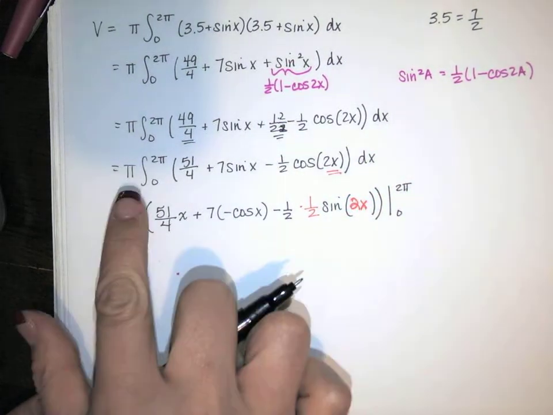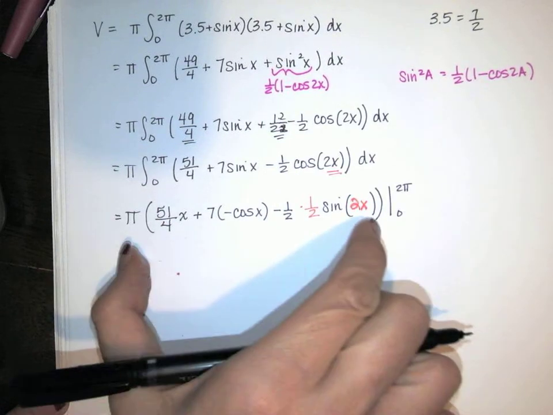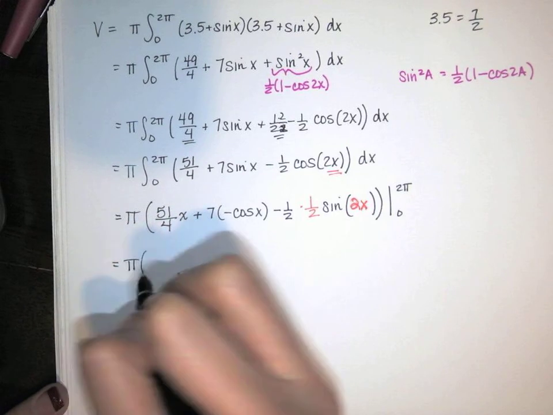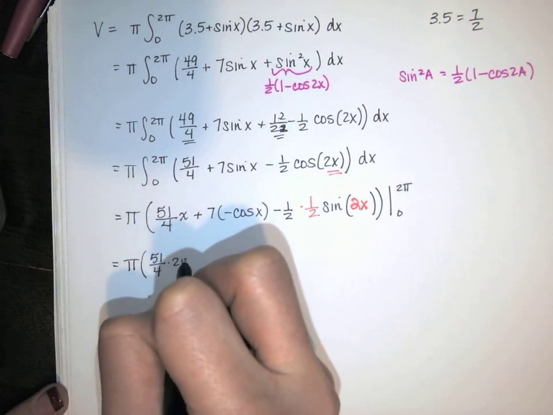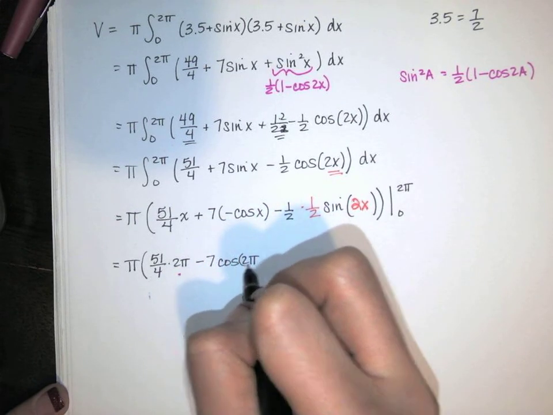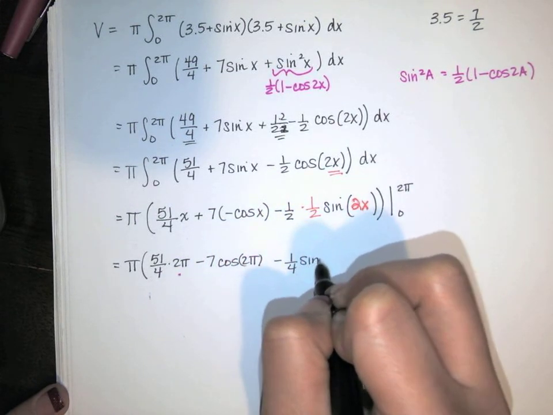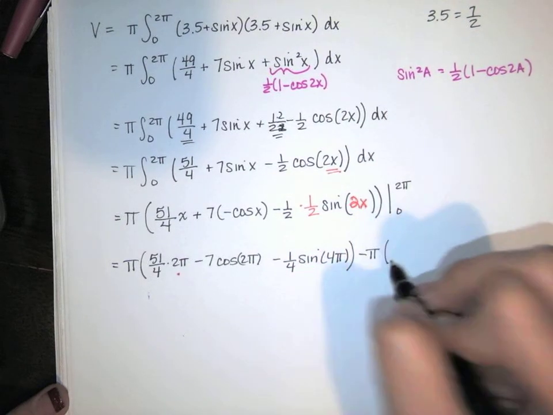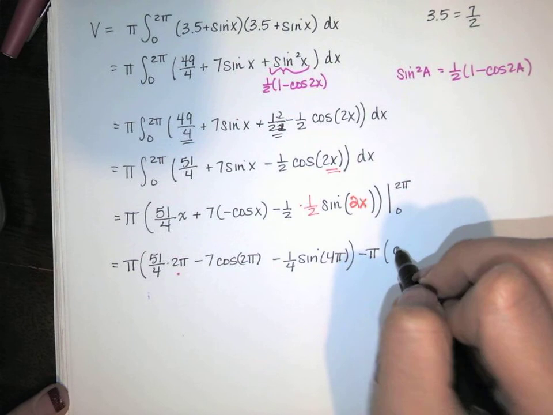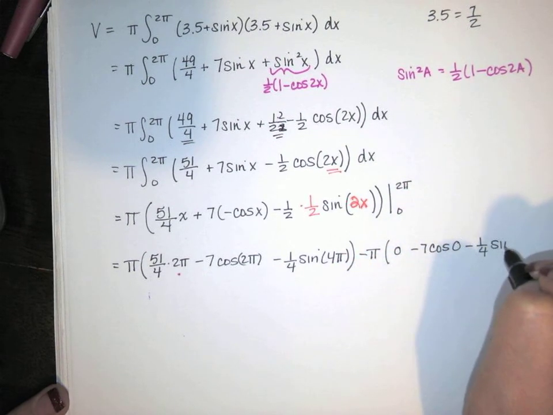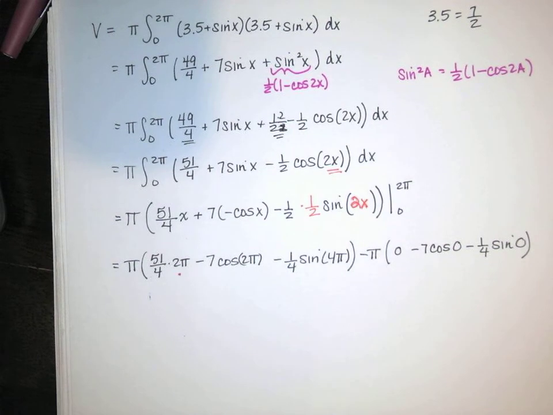By the fundamental theorem, this value is equal to this evaluated at 2 pi minus this evaluated at 0. So I've got pi times 5 pi over 4 times 2 pi, minus 7 cosine of 2 pi, minus 1/4 sine of 4 pi, and then we substitute in 0. So I've got minus pi times a constant times 0, which is 0, minus 7 cosine of 0 minus 1/4 sine of 0. And then if we remember our trig identities, we can simplify this real quick.